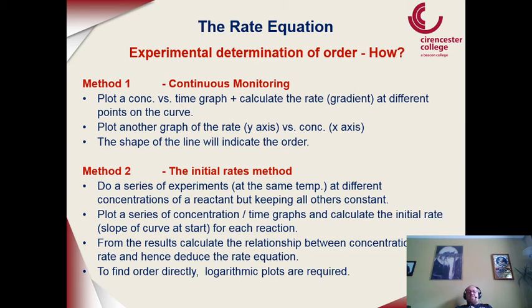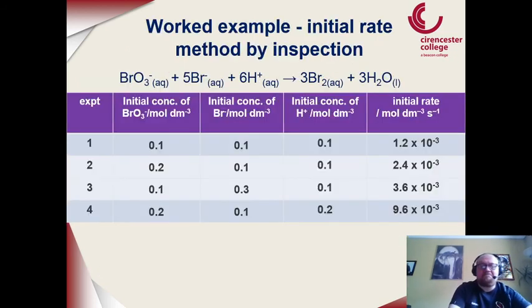If we use the initial rates method, you do several experiments. You take the initial rates, changing the concentration of certain components. And if you do that, you will be able to calculate the initial rate and look at the effect that changing concentrations has on each part of the reaction mixture.